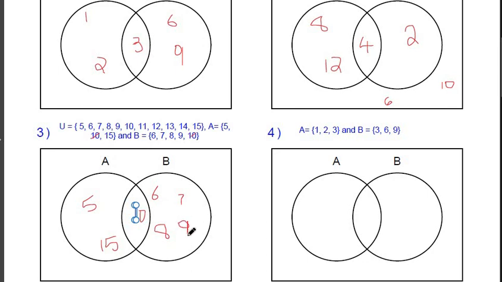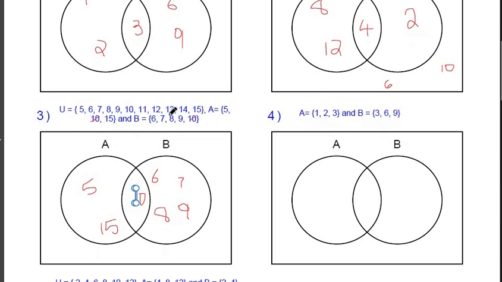Now, have we accounted for all the elements in the universal set? Does the universal set have all the elements that are in A and B? Let's check. We account for 5. We account for 6. 6 is in B. We account for 7. 7 is in B as well. 8 and 9 are also in B. 10 is common to both B and A. We haven't accounted for 11, 12, 13, nor 14, but we've accounted for 15.